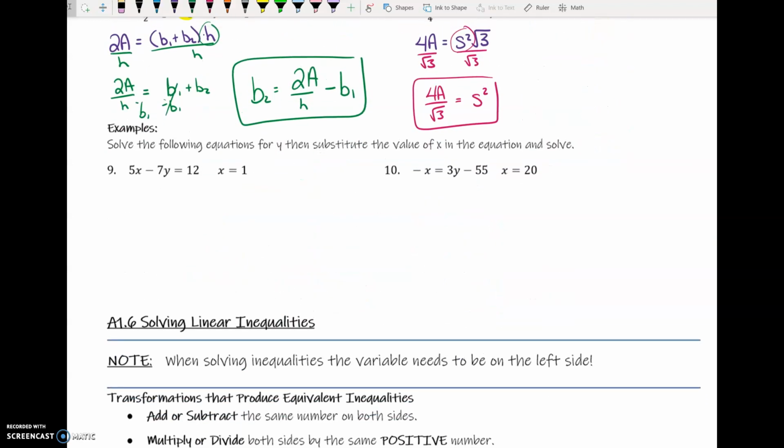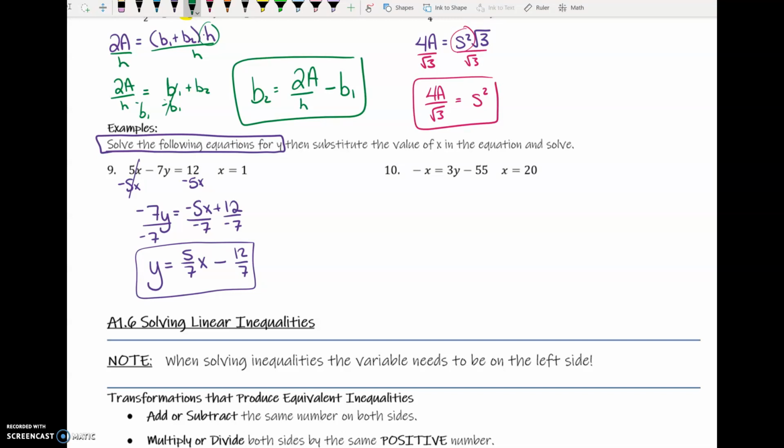Okay, last 2 examples. Solve the equation for y, then substitute in the value of x and solve. So step 1, solve the equation for y. You have to get that part done before you do the next step. So I know you could just plug that 1 in and solve, but they really want you to get the equation written as y equals before you do the next step. So why don't you do that step on your own? Pause the video and get this to be y equals whatever on your own.